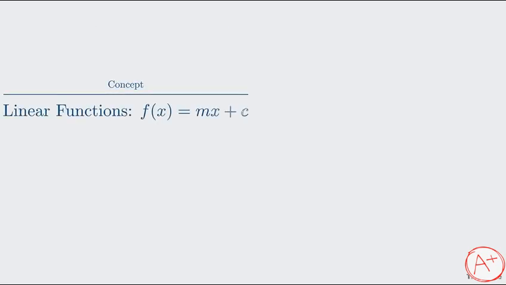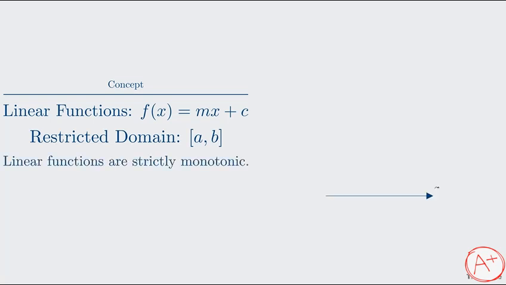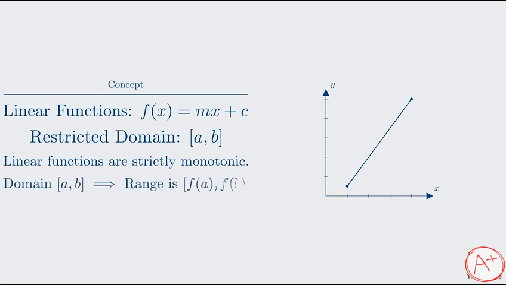We begin with linear functions of the form f of x equals mx plus c. For the IGCSE syllabus, the domain is often restricted to an interval from a to b because linear functions are strictly monotonic, meaning they are always increasing or always decreasing. The range is simply the interval between the y values at the two endpoints of the domain. To find the range, you just need to calculate the function value at each end of your domain and write the resulting inequality for f of x.